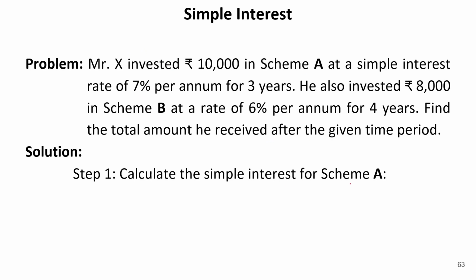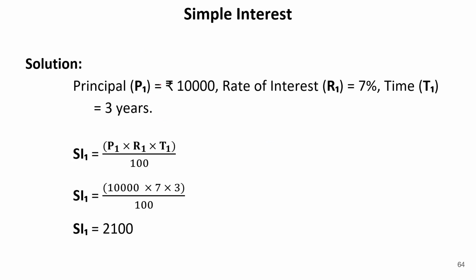So calculate the simple interest for scheme A, right? Principal P1 is equal to 10,000, rate of interest R1 is equal to 7%, and time T1 is equal to 3 years. So first, simple interest will be P1 R1 T1 whole by 100. If we further compute, then it will be 10,000 into 7 into 3 whole by 100, which is equal to 2100.